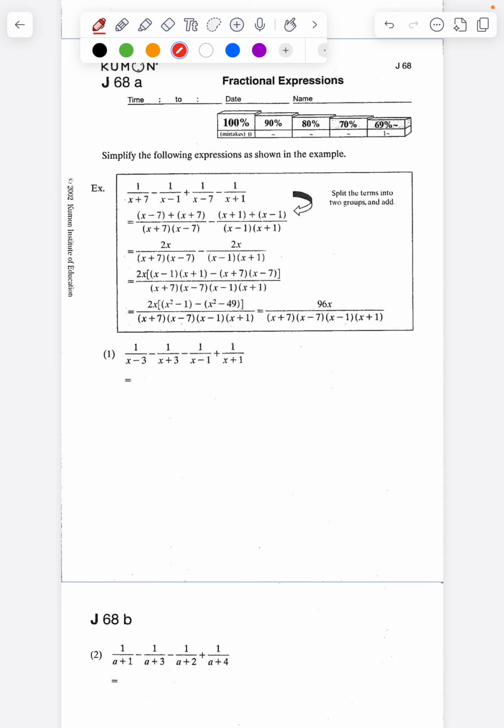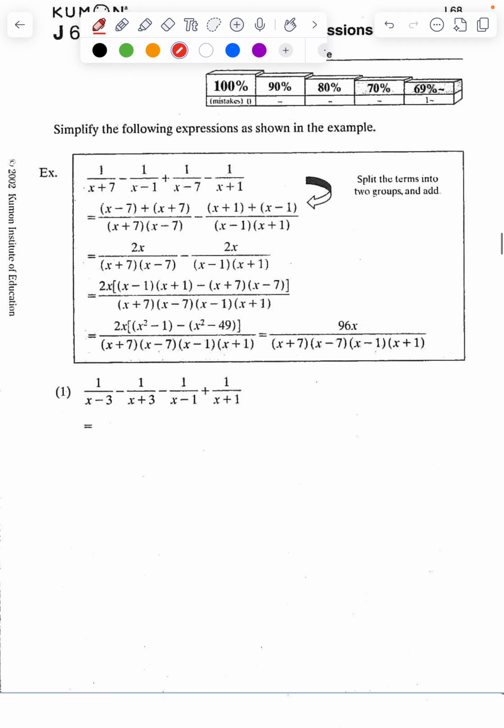All right, folks, in this video we're going to talk about fractional expressions. Let's take a look at the examples on 68A. First of all, we have 1 over x plus 7, x minus 7, and x minus 1, x plus 1.